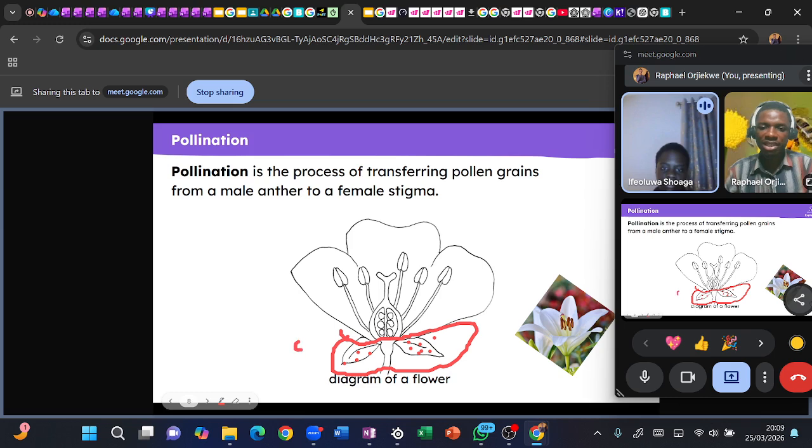Then the stem is known as the receptacle. That is, this part is known as the receptacle.